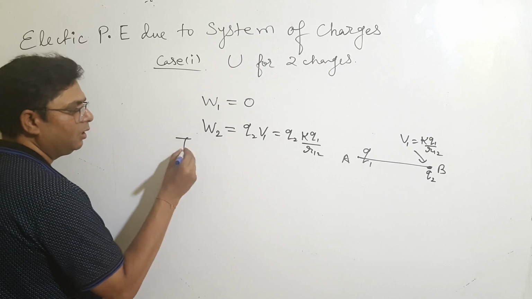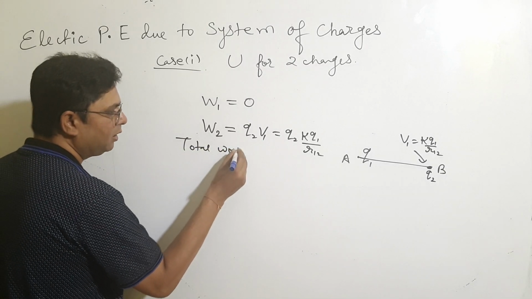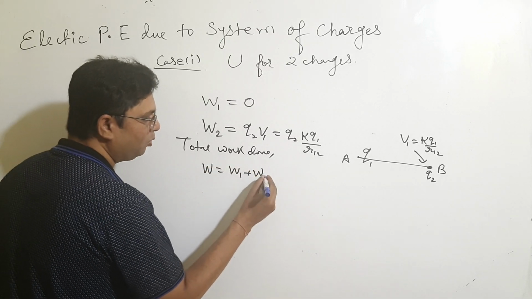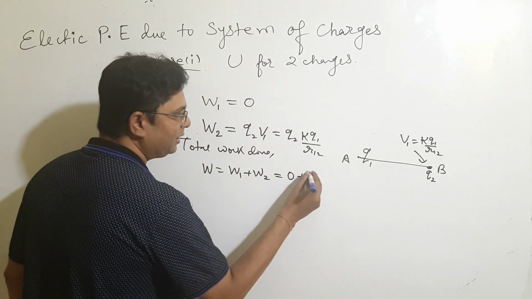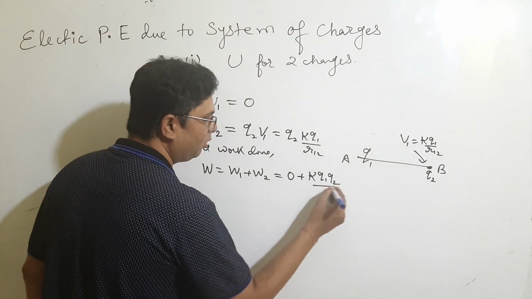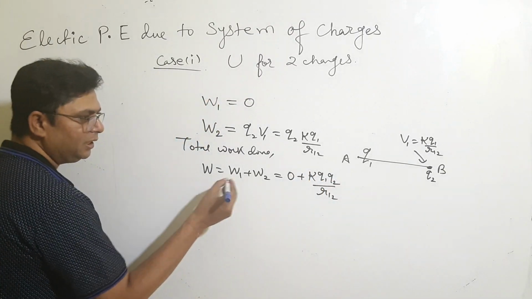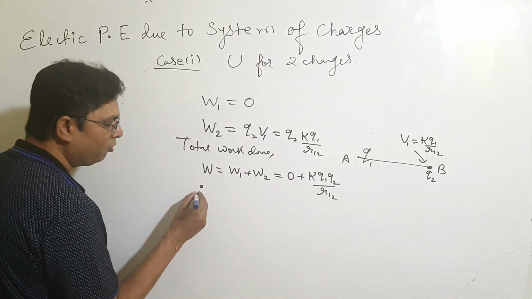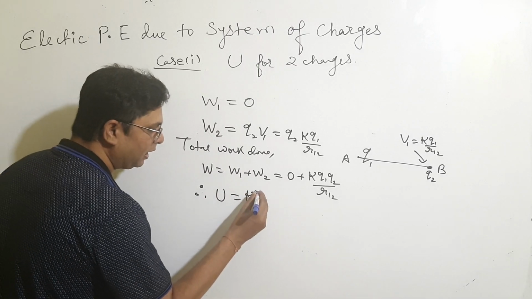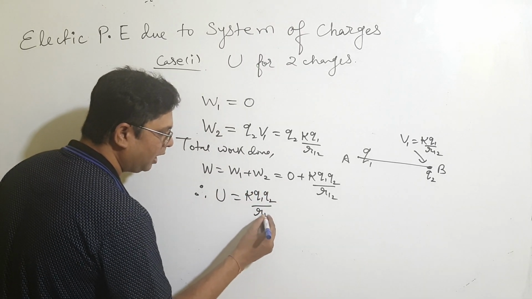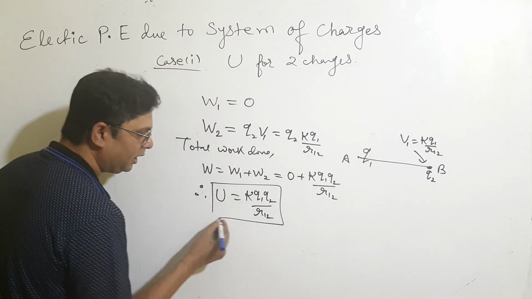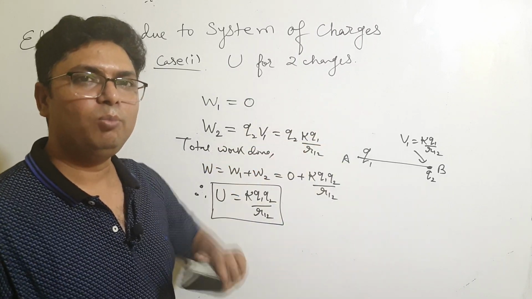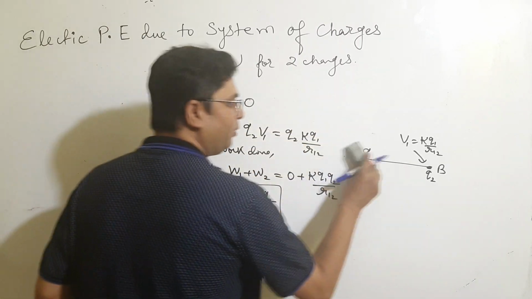So total work done, W is equal to W1 plus W2, and this is 0 plus K Q1 Q2 upon R12. This work is said to be electric potential energy U. Therefore U is equal to K Q1 Q2 upon R12. This is the electric potential energy in bringing two charges from infinity to a point. Let us have a numerical based on this.